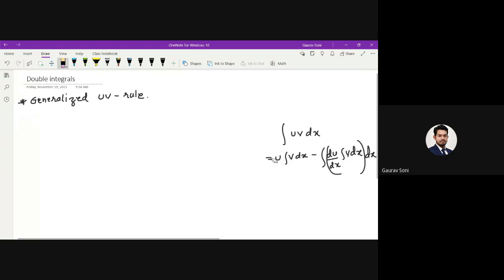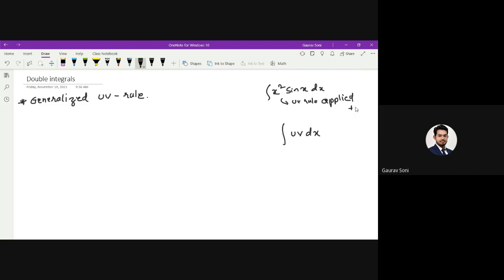And what is the generalized one now? The generalized UV rule says that I can apply this u into v rule 2 times, 3 times. In many examples you have seen it like this: x square sine x dx. In this kind of case I have to apply the UV rule twice. If it is cube, then I will have to apply it thrice.